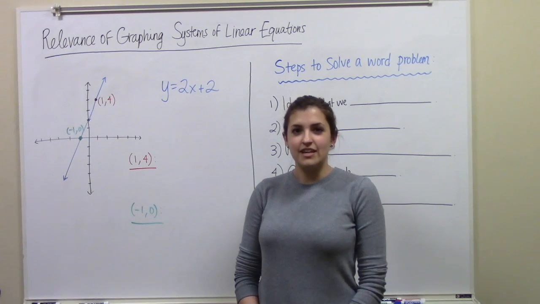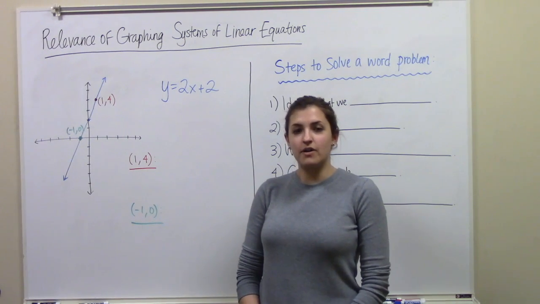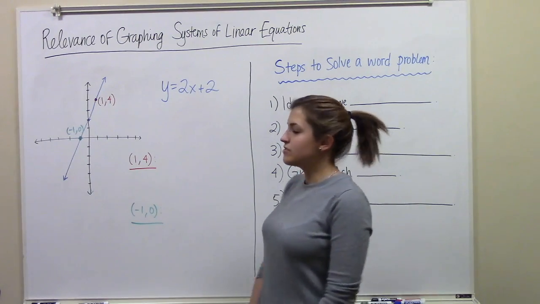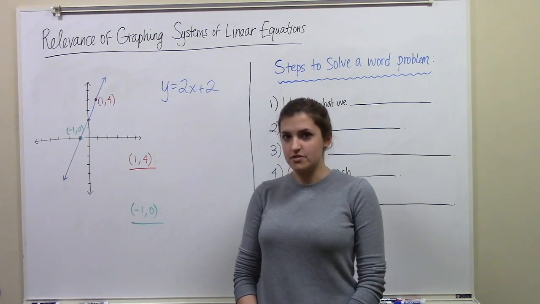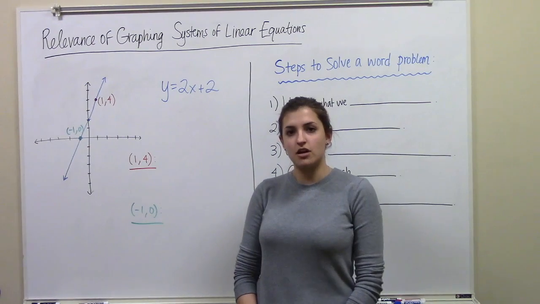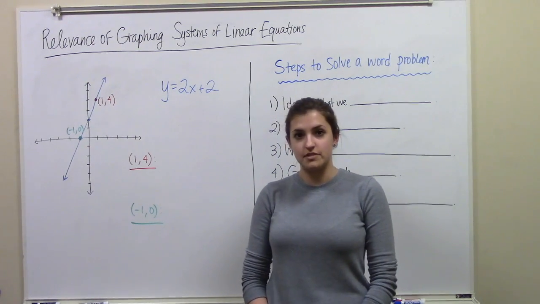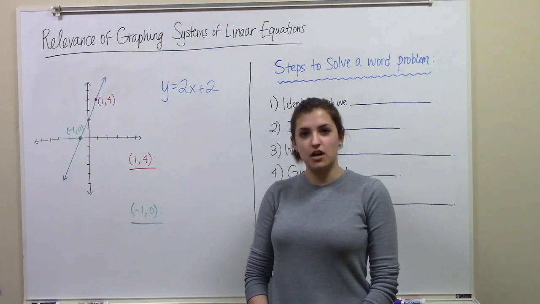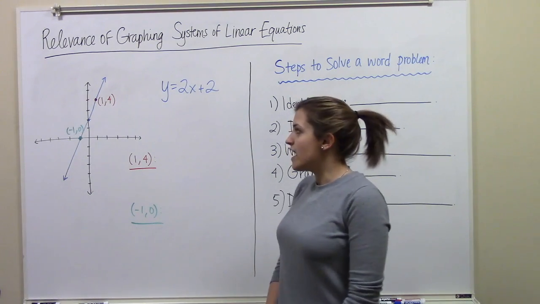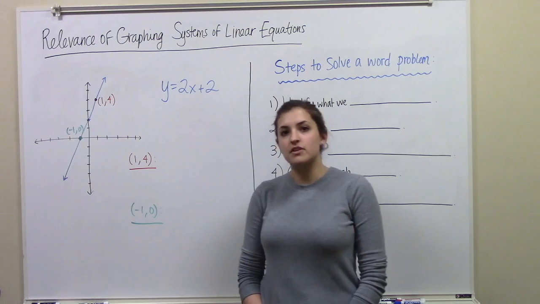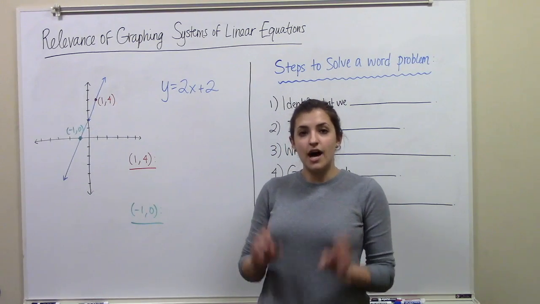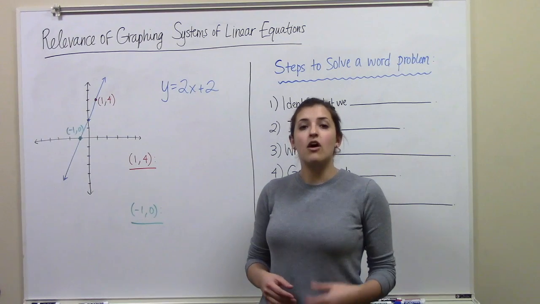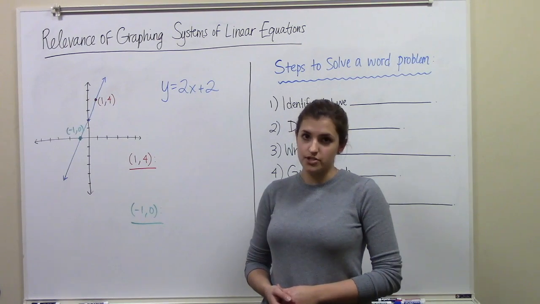Hi everyone. Last time we talked a little bit about systems of linear equations, and we learned how to solve them by graphing. So we're going to extend this a little bit and talk about the relevance of graphing systems of linear equations. But first, I really want to drive home a point that I didn't talk about in the last video, and that is that when you have a system of linear equations, each line consists of infinitely many points that are all solutions to its equation.